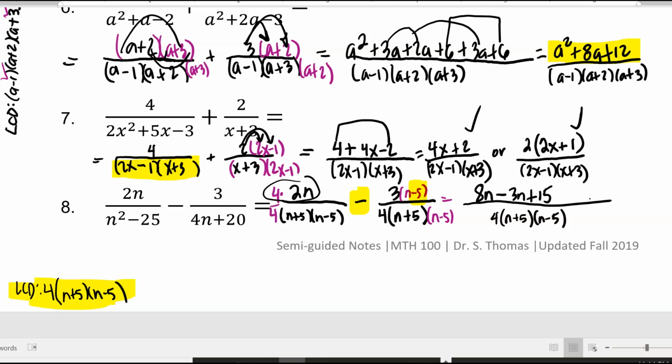And then we have like terms here, 8n minus 3n. That's 5n plus 15 over 4 times n plus 5, n minus 5. Now you could rewrite this as 5 times n plus 3, but notice it doesn't cancel out with anything in the denominator. So either answer is correct for this problem. This concludes part 2 of adding and subtracting rational expressions.